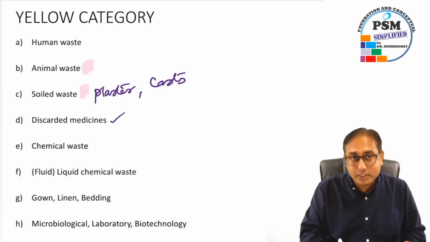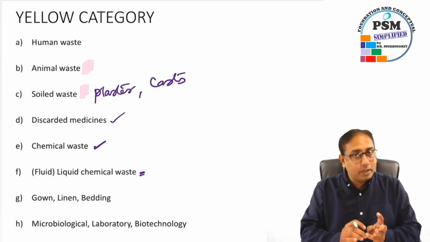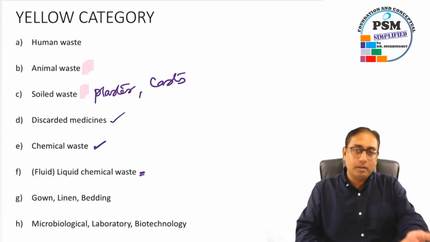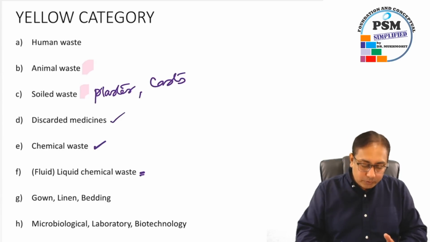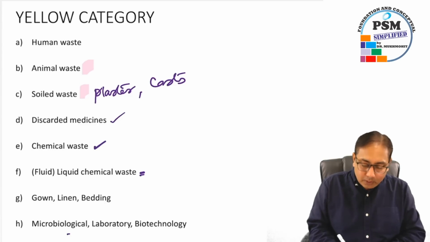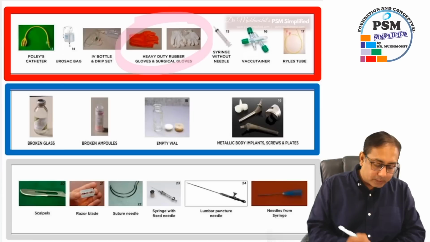Discarded medicine, including the cytotoxic waste, chemical waste, liquid chemical waste, which is the X-ray developer, the insecticide, pesticides, and the body fluids, they all go into the yellow F category. Yellow G is bedding, and yellow H is microbiological laboratory biotechnology, including the blood bags and all these things.